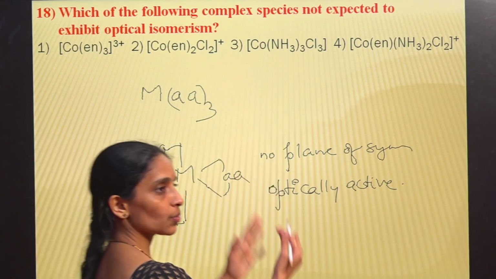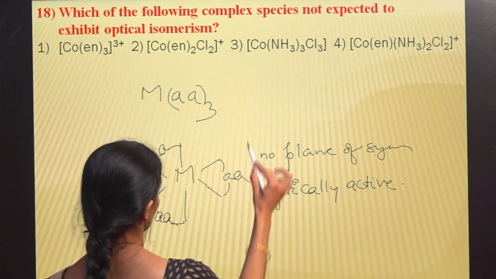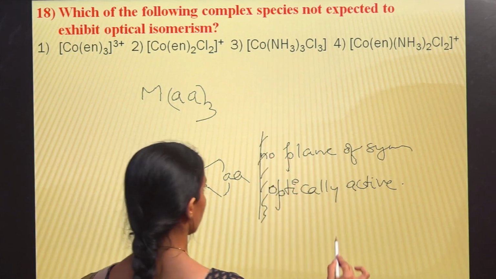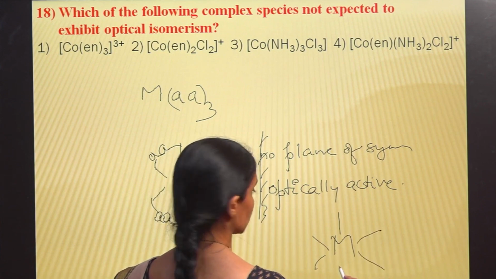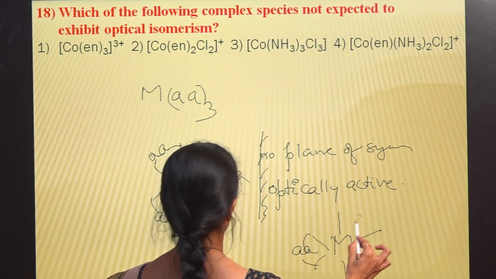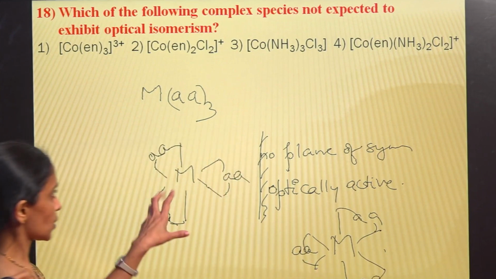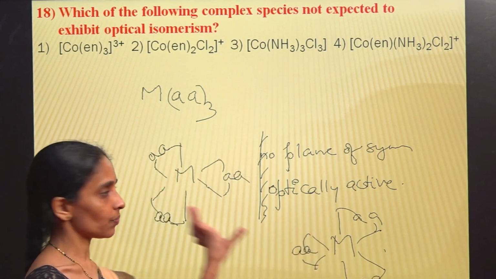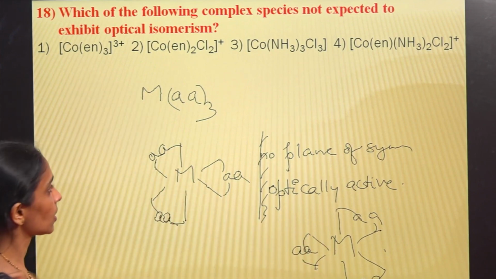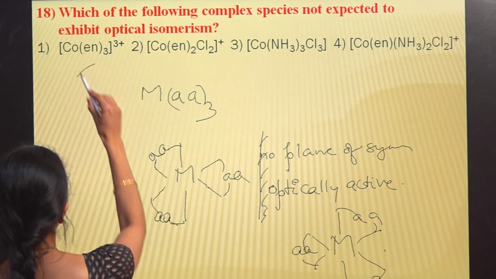If you place a mirror next to it, how does the mirror image appear? If you place a mirror in front of this complex, then the mirror image will appear like this, AA, AA, and AA. So this is D form and this is L form. These are optical isomers of this particular complex. Okay, so option 1 is not surely the answer. This is ruled out.